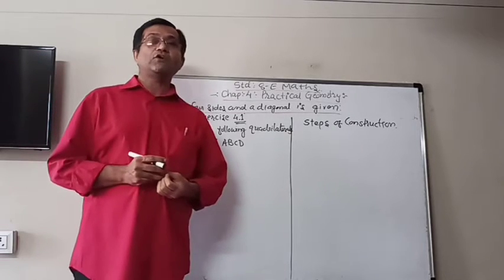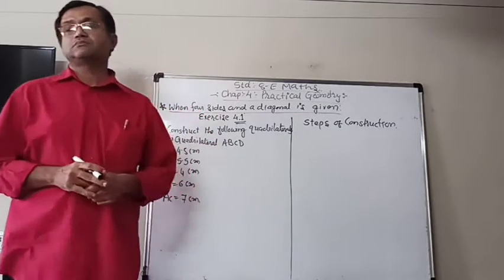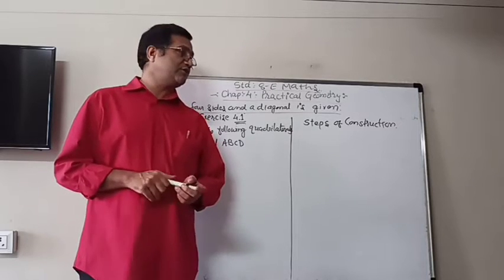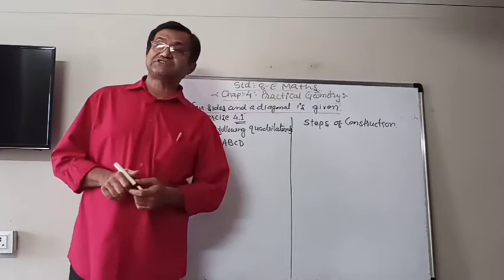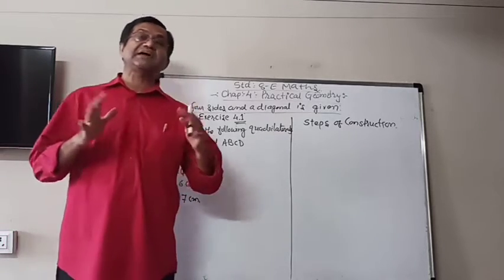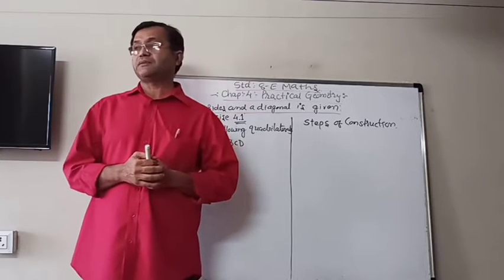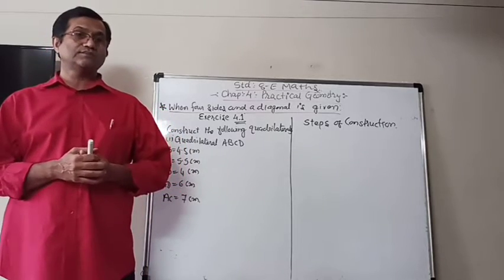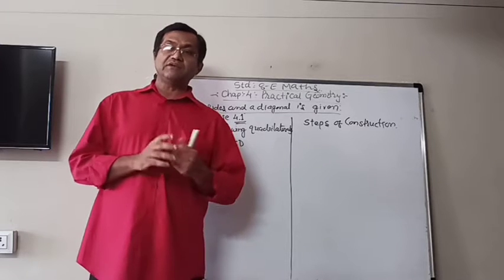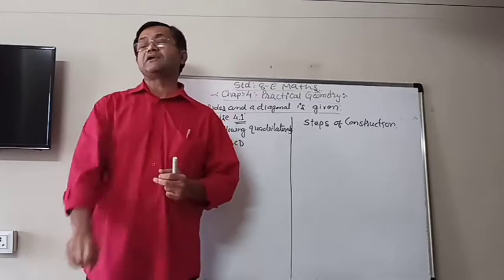In chapter number 4, we learn something like in practical geometry, if we want to construct a unique quadrilateral, then out of the 10 components, 5 components should be given, and that is also according to the special combinations. Then we can uniquely construct a quadrilateral.